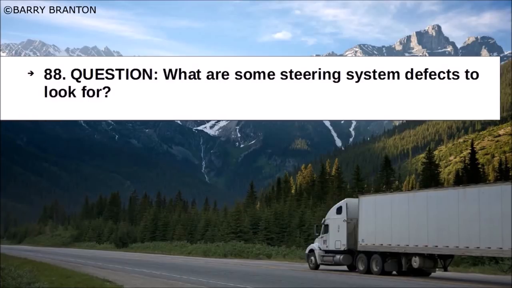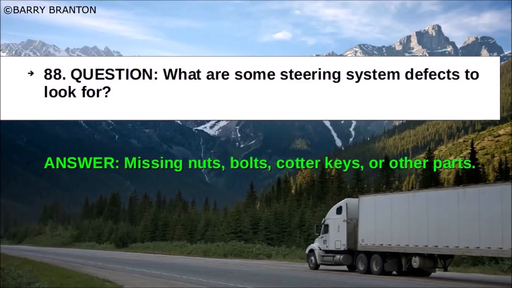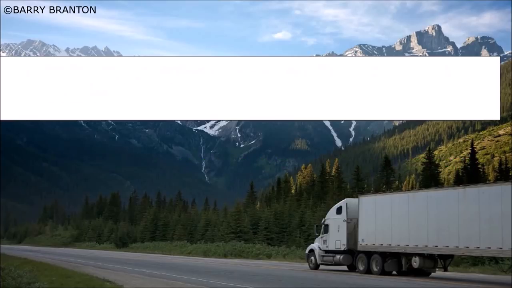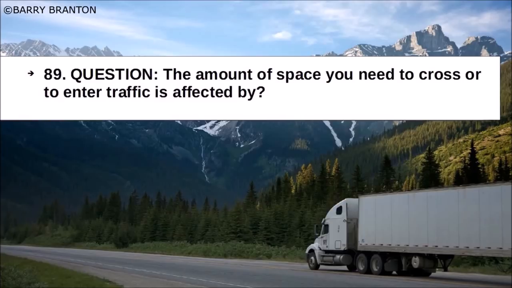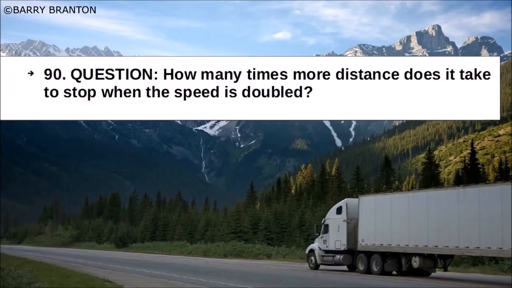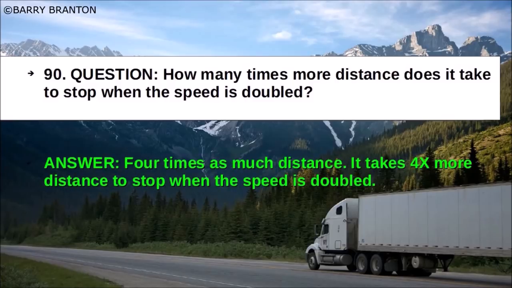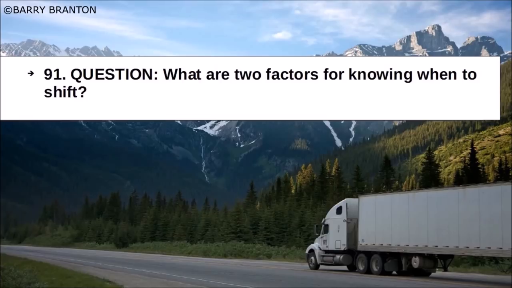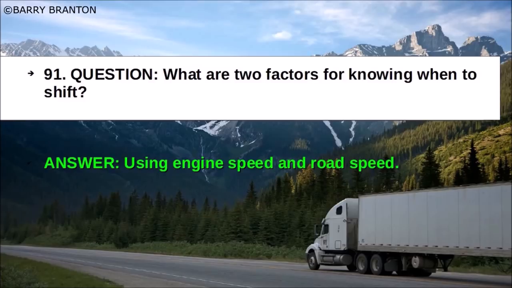What are some steering defects to look for? Missing nuts, bolts, cotter keys, or other parts. The amount of space you need to cross or enter traffic is affected by the weight of your load. How many times more distance does it take to stop when the speed is doubled? 4 times as much. It takes 4 times more distance to stop when the speed is doubled. What are two factors for knowing when to shift? Using engine speed and road speed.